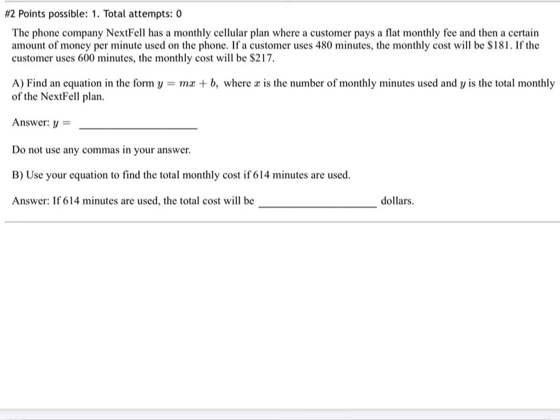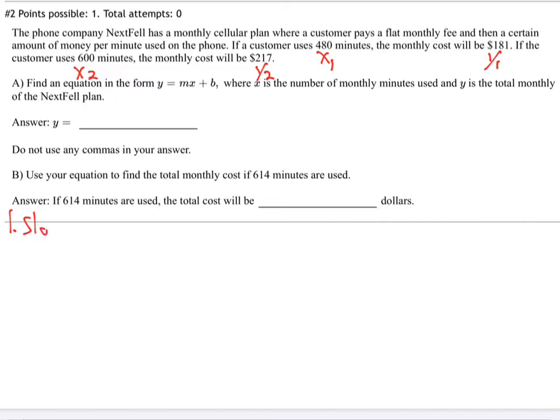So we're going to basically look at these numbers and go, 480, that's x1, 181, that's y1. 600, that's x2, 217, that's y2. See how they're just giving us an x1, y1, x2, y2. We do the exact same thing that we did in all the others. Let's crank it out again.